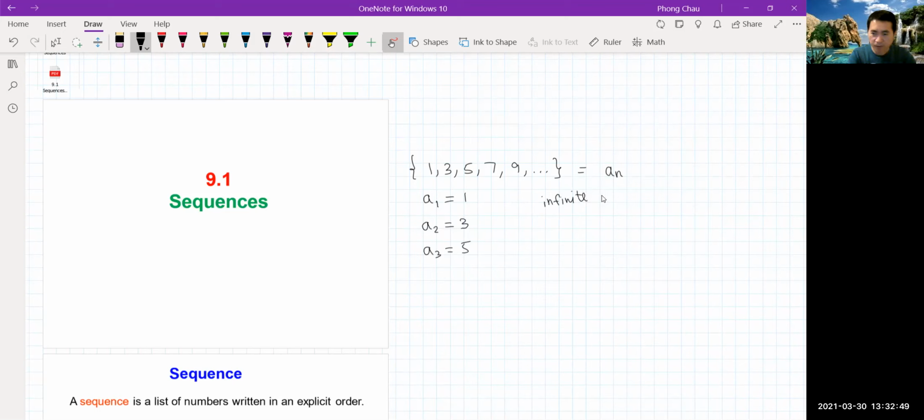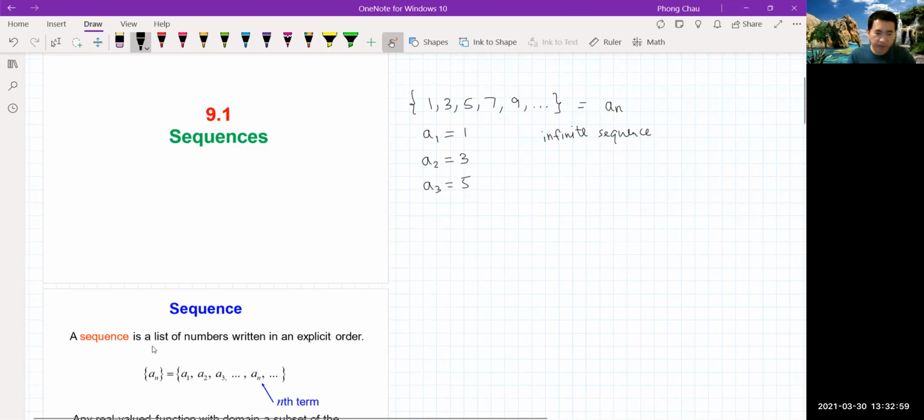Because it goes on forever, right? So you keep going on and on. So, quick definition: a sequence is a list of numbers written in an explicit order. So it's going to be in this particular order.